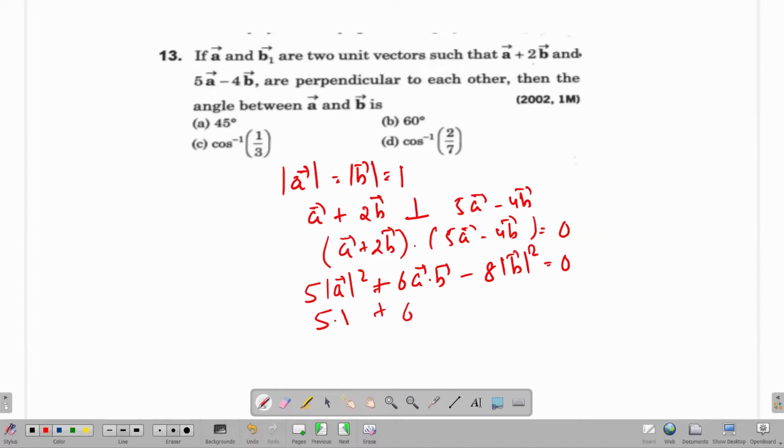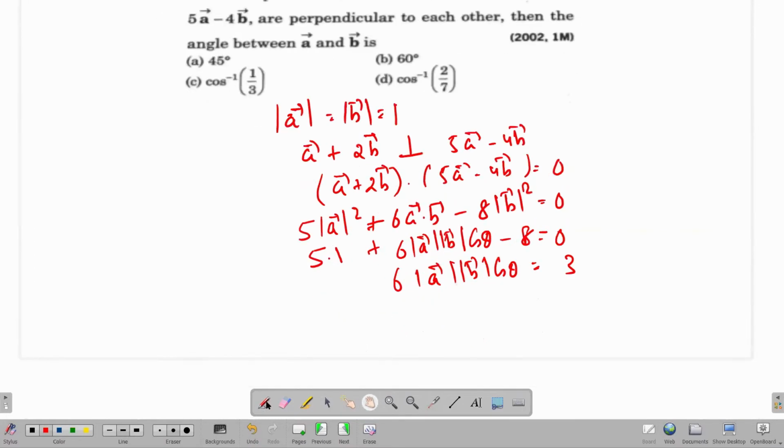Here I use dot product, that is mod A, mod B, cos theta, minus 8 into 1 is equal to 0. So 5 minus 8 is minus 3. And if I take this minus 3 to right hand side, I get plus 3 here. On further solving, 6 into 1 into 1 cos theta is equal to 3. Cos theta is equal to 1 by 2. So theta is equal to pi by 3. That is 60 degree is the correct answer.